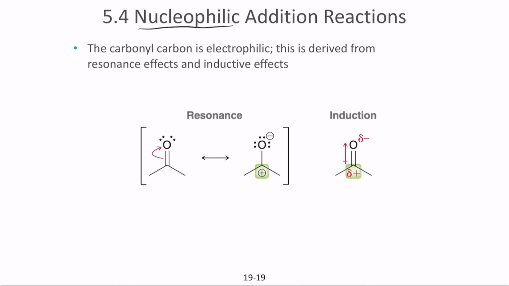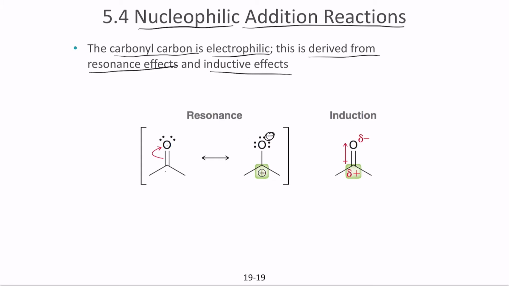Now let's talk about nucleophilic addition reactions. The carbonyl carbon here is an electrophilic carbon, because this is derived from resonance and inductive effects. The carbonyl carbon has an oxygen and a carbon on it. Because oxygen has a higher electronegativity, it can create a resonance structure where the negative charge can jump to the oxygen, leaving the carbon as a carbocation.